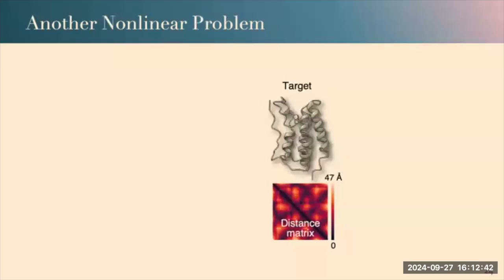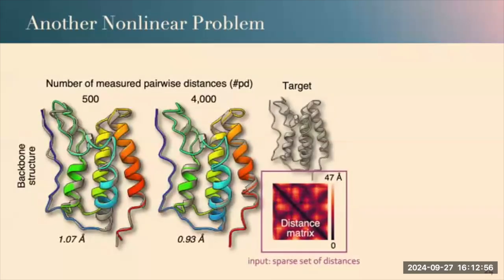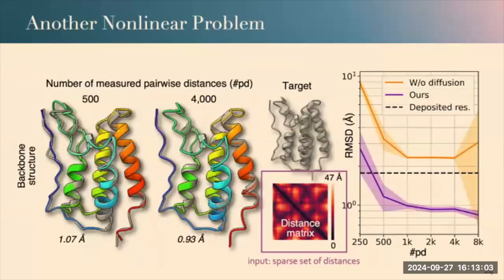So the last problem we're looking at is distances to structure. We have this target structure. We compute the distance matrix between pairs of alpha carbons, and then our input is a sparse set from this distance matrix. We're looking at the reconstructed structure as a function of the number of pairwise distances that we consider. Here is a plot with the RMSD as a function of this number. We've also made this experiment of removing the prior, and you can really see that the RMSD decreases when you use the diffusion-based prior.